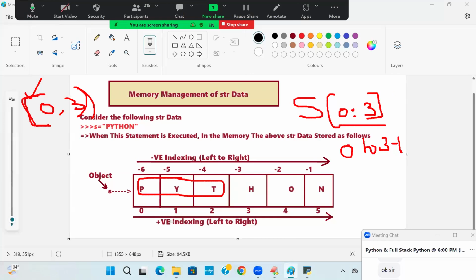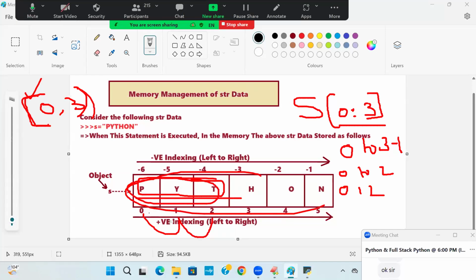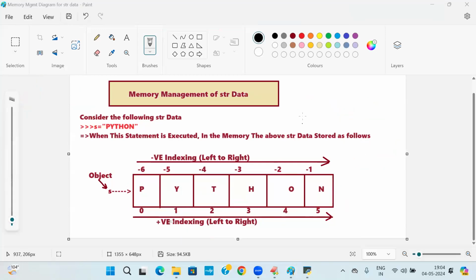So 0 to 3 means 0 to 3 minus 1. It is going to give you 0 to 2. 0 to 2 means the 0th character, first character, second character. What is the data present in 0, 1, 2? Will PYT come or not? Is it not a substring of Python? PYT is a substring of Python.